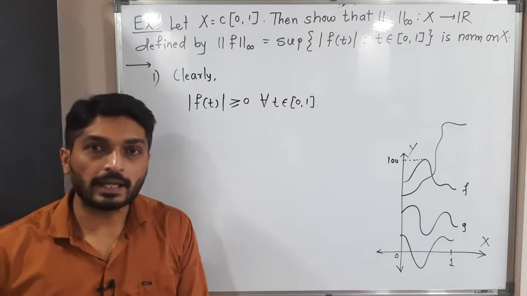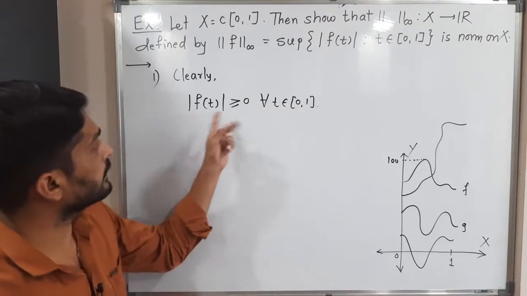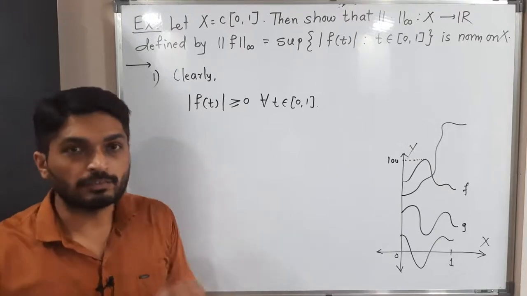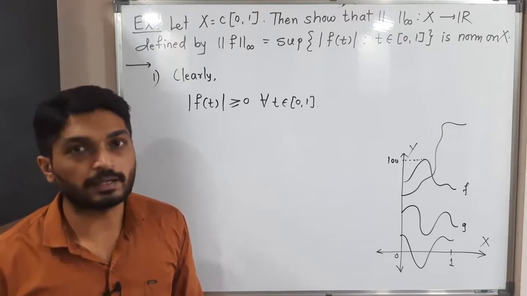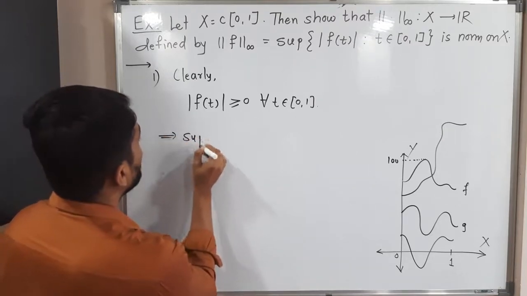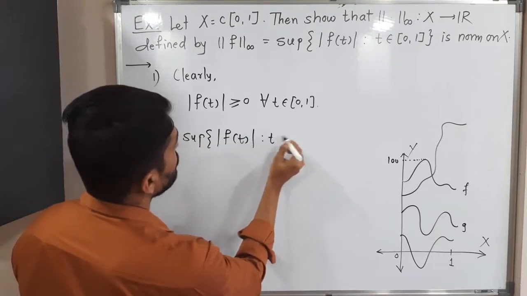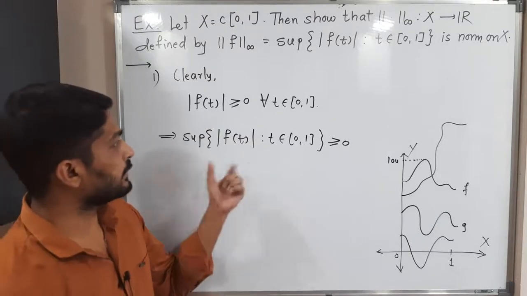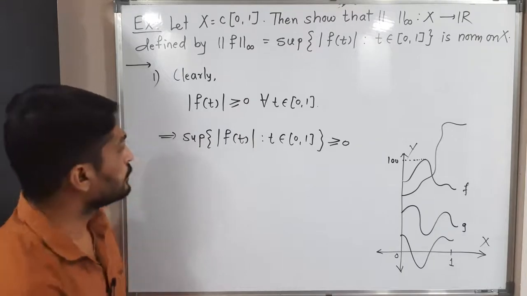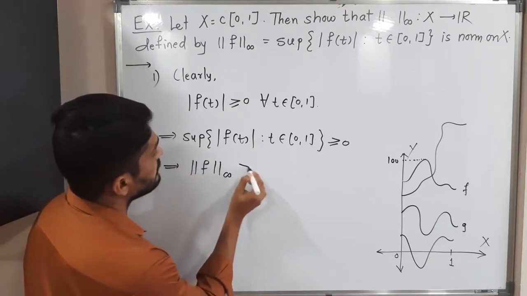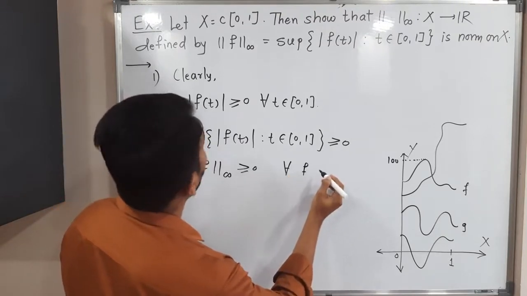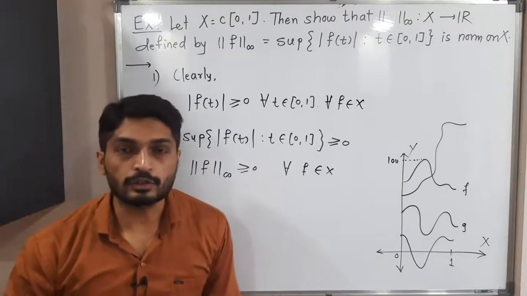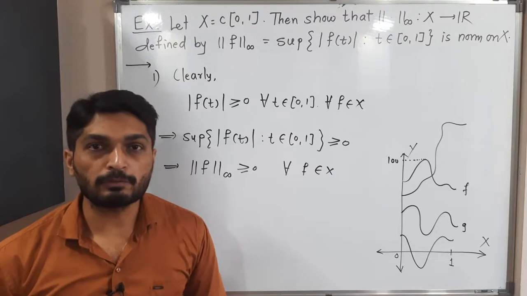So when you take mod, there is a guarantee that you will not have any negative number. If you take mod here, definitely it will be greater than or equal to 0, and it is true for all t. So what will I do? I will take the supremum of it. If each of them is greater than or equal to 0, the supremum is also 100% greater than or equal to 0. So let me write, implies if you take the supremum of |f(t)|, t belongs to the closed interval [0,1], then it is also greater than or equal to 0, since each of them is greater than or equal to 0. But when you take the supremum, we get the definition of norm f infinity. So that implies norm f infinity is greater than or equal to 0, and it is true for all f belongs to X. So this is true for any continuous function defined on the closed interval [0,1]. Therefore we say our norm infinity satisfies the first condition.